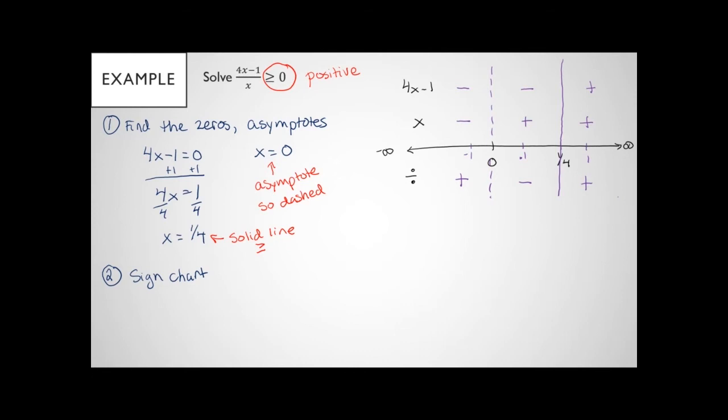So now I've filled out my sign chart. And I'm looking for the positive section. So any part where I ended up with a positive for the division, that is going to be where we have our solution. And I'm going to have parentheses at any part that's dashed, and a bracket in any part that is solid.